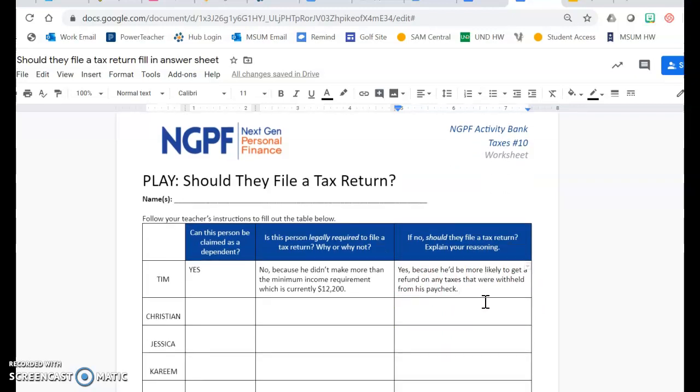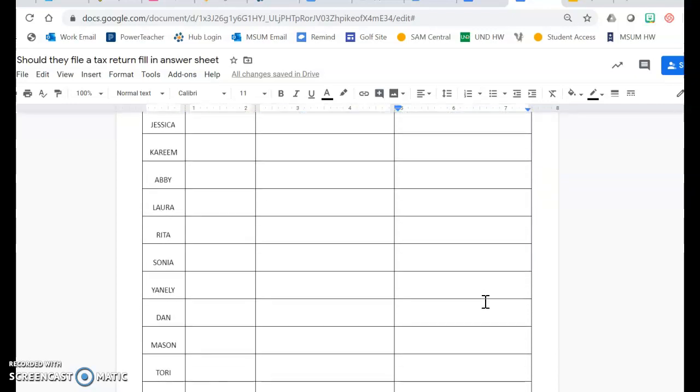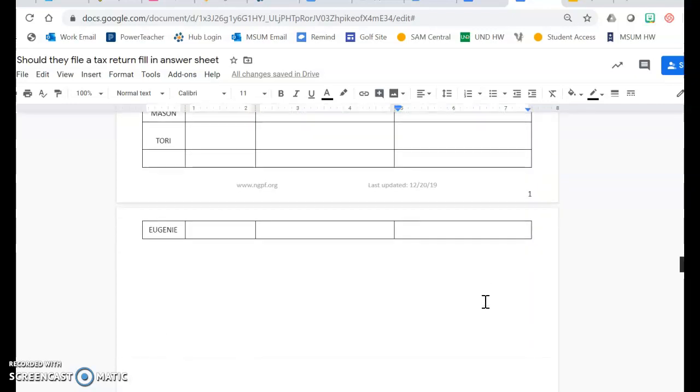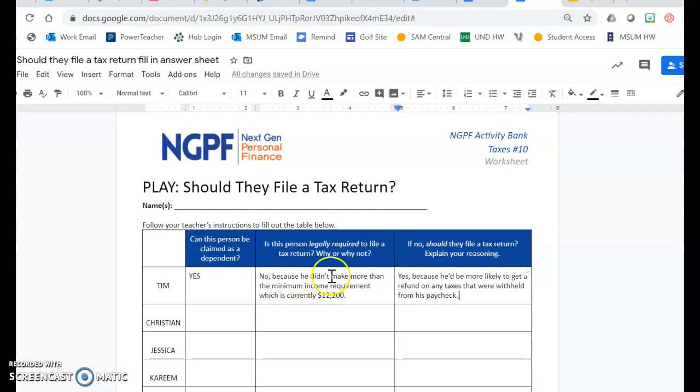But this is going to be your assignment for the entire week. You'll notice there are quite a few people to go through, but I'd ask that you write complete sentences, especially for these two boxes here. For this last one, if the answer was yes, then you wouldn't even have to answer it. If no, should they file a tax return? Because they're already filing a tax return, maybe according to this box over here, some of these in this third column might be left blank.